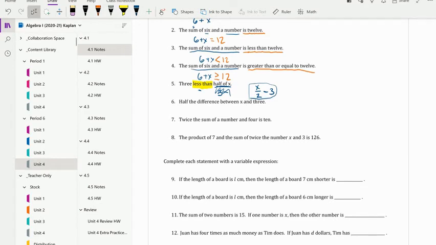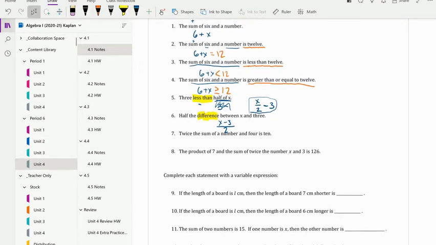Okay, half the difference between x and 3. So here's another important piece. Whenever you see things like sum or difference, you essentially want to handle those first. The difference between x and 3 looks like x minus 3. And half of that would be x minus 3 over 2. So a lot of times when you see something like sum or difference or product, people will put those in parentheses, because you're essentially handling those first. We want half of the entire difference between x and 3. So we're not taking half of the x or half of the 3, we're taking half of both of them.